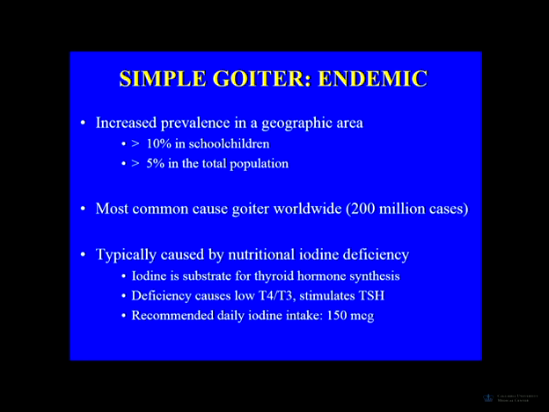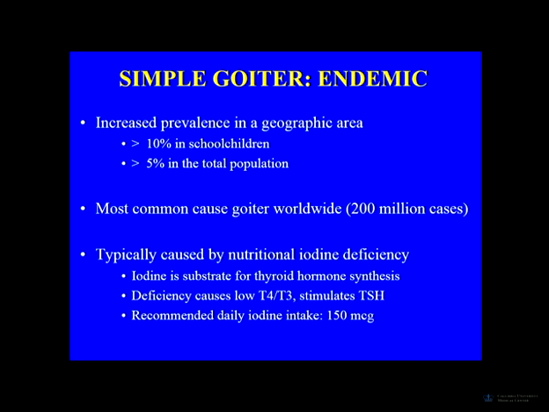Okay, so what are simple goiters? There are actually 2 types of simple goiter. The first one is endemic, and this is simply defined as goiters that have an increased prevalence in a predefined geographic area. Very specifically, it's defined as goiters that involve greater than 10% of all school children in that area, or greater than 5% of the total population.